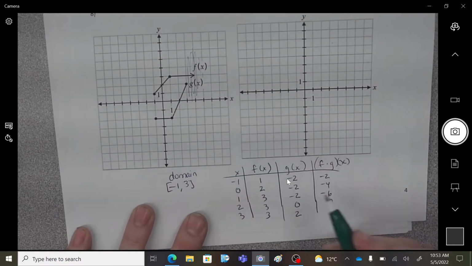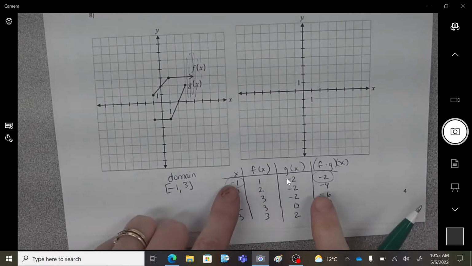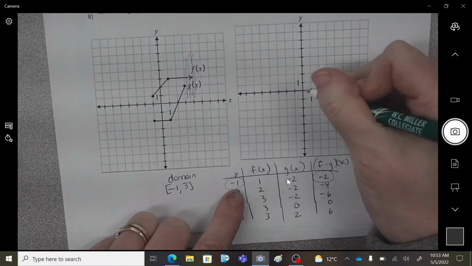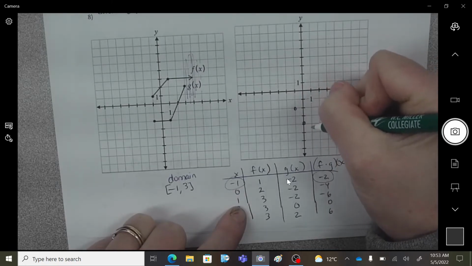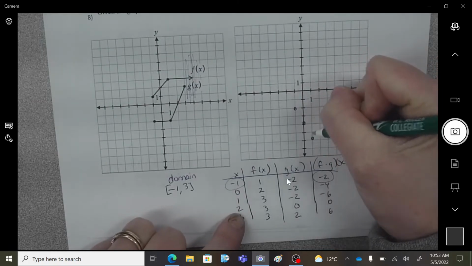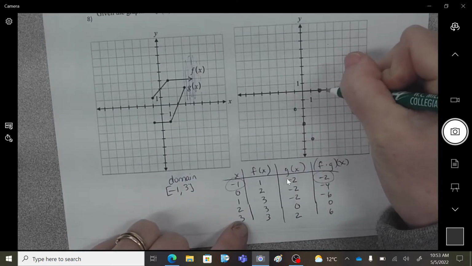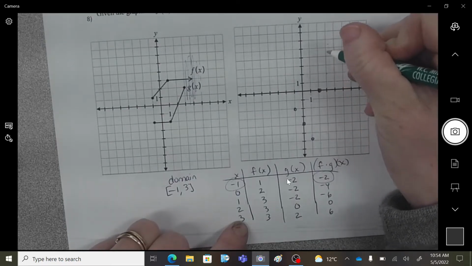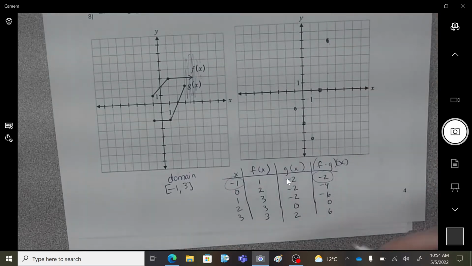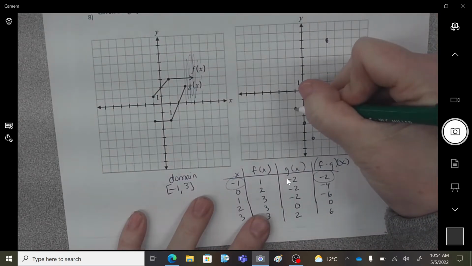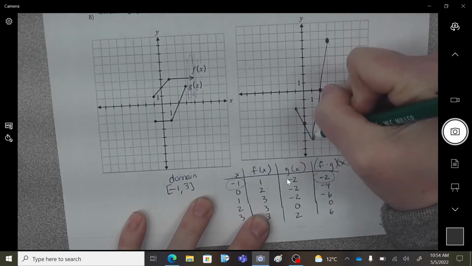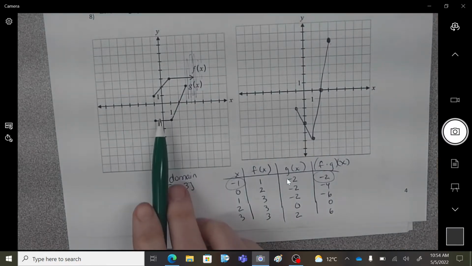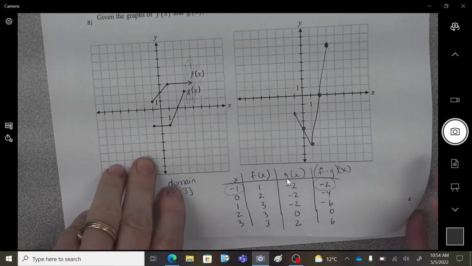a 0, and a 6. So my coordinates are going to be negative 1, negative 2, 0, negative 4, 1, negative 6, 2, 0, and 3, 6. Okay, so connecting the points will be that. And there's no arrows because there's no situation with two arrows.